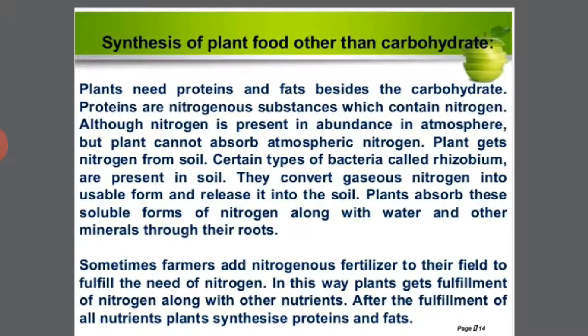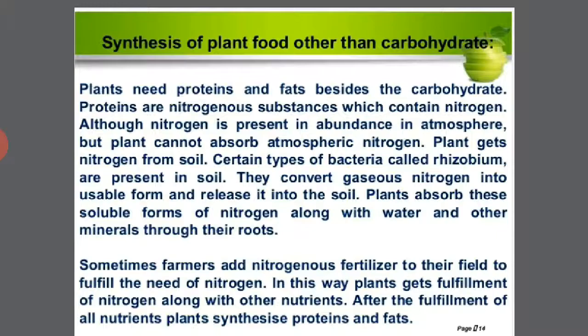Certain types of bacteria called rhizobium are present in the soil. They convert gaseous nitrogen into a usable form and release it into the soil. Plants absorb this soluble form of nitrogen along with water and other minerals through their roots. Okay, the one thing that comes out from this paragraph is that although we know nitrogen is present about 78.3% to 78.9% in the atmosphere, plants still cannot take it directly. They take it in the form of soluble nitrogen through their roots, with the help of rhizobium.